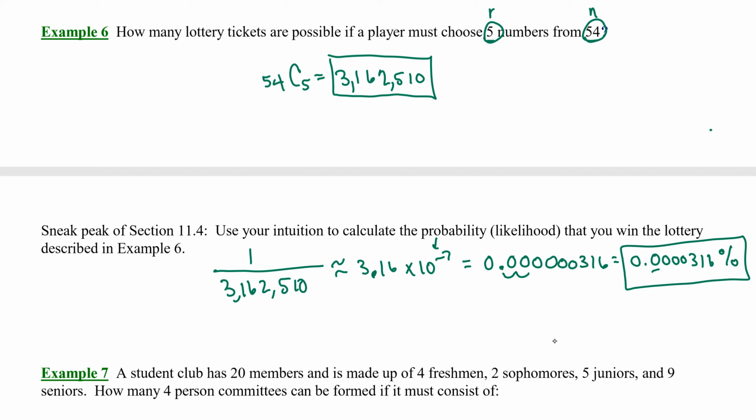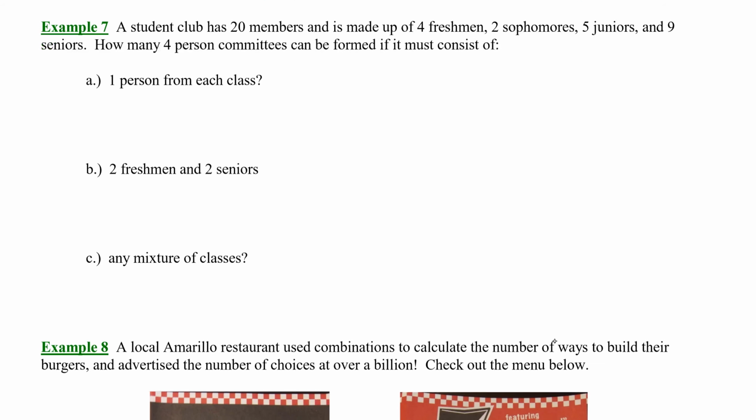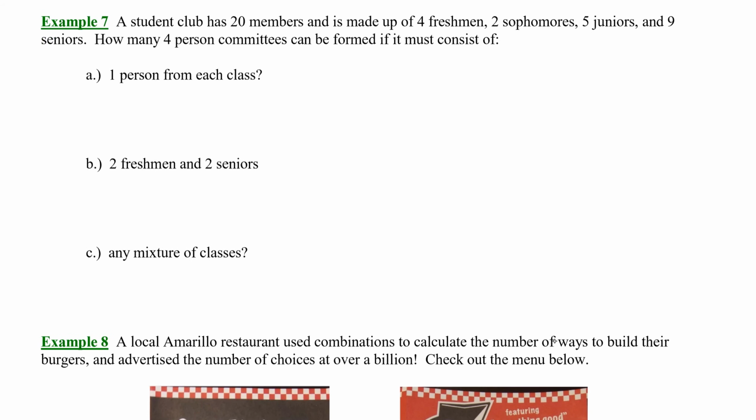So if this is the tenths place, this is the hundredths, this is the thousandths, this is the 10,000ths. That means it's less than 1/10,000th of a percent that I choose the winning number, right? Do you think that it is likely or unlikely? Yeah, we're going to learn how to classify that as an unlikely event in the next section. Okay, let's look at a couple more examples.